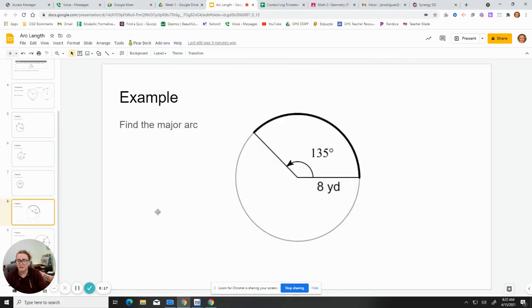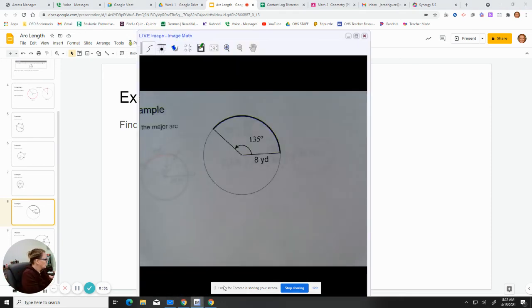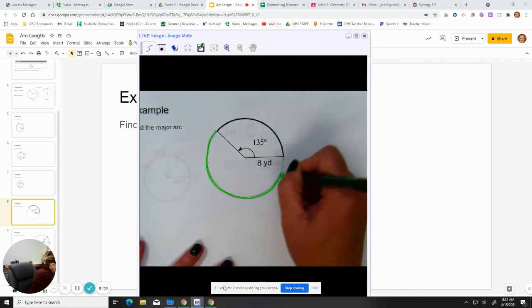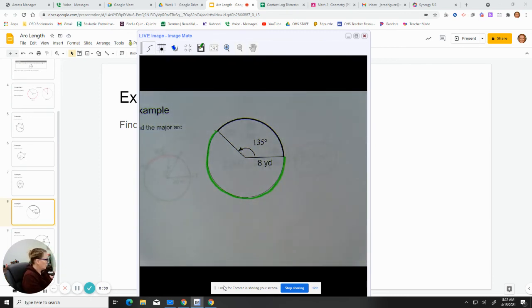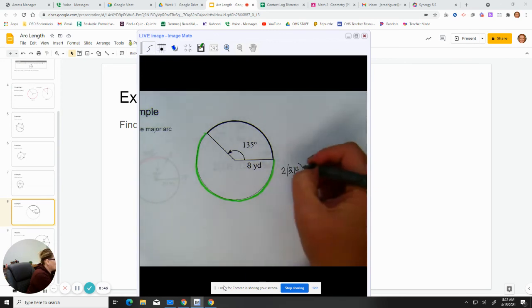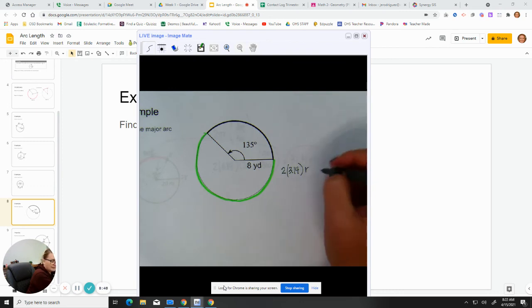Okay, let's look at another one. All right, so this one again is asking us for a major arc. Okay, and so again, we're going to have to take what we have and subtract it from 360 to find the degree that is left. So again, it's asking us for this part of the circle. Okay, we do have a radius here, so that means we're going to go back to using 2 times 3.14 times r, right? And then degree over 360.